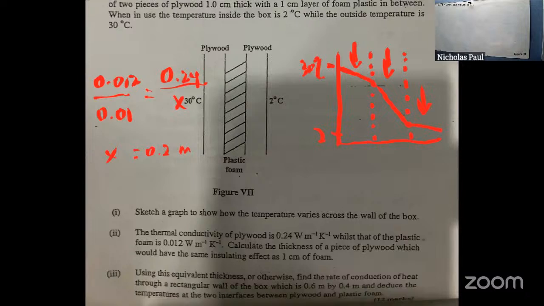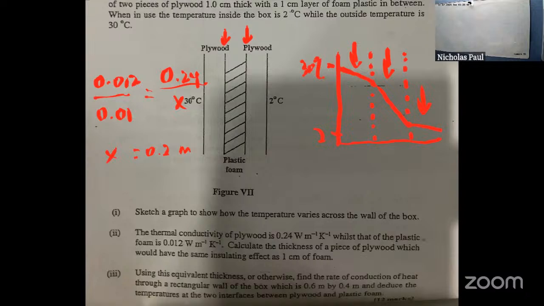And last part, oh, you gotta be careful here. They said, using the equivalent thickness or otherwise, find the rate of conduction of heat through a rectangular wall of 0.6 by 0.4 and deduce the temperature change on the interface, right? So they want the temperature here and the temperature here. That's a little bit different to what we've been doing all the time, right? But first, let's answer part one.